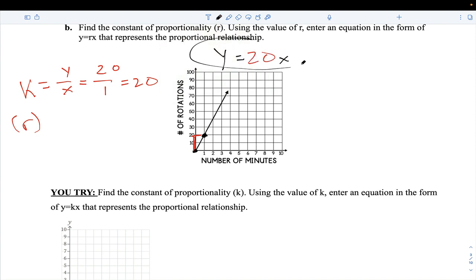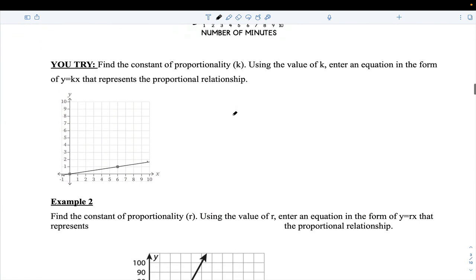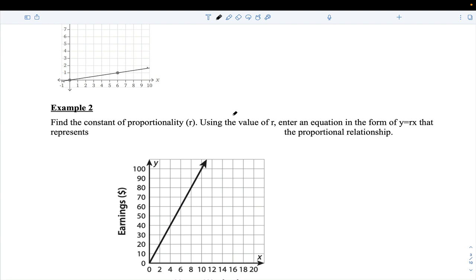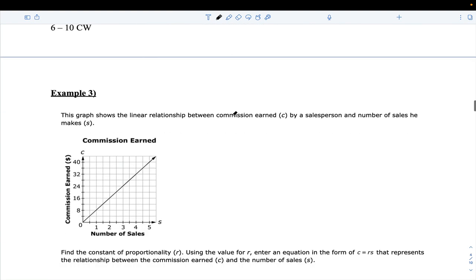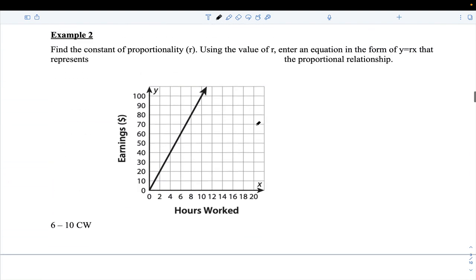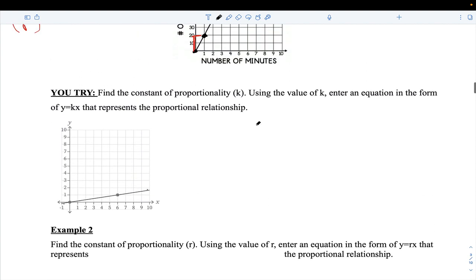That is it. You try this one in the next 30 seconds. Find the constant of proportionality. Go. Then put an equation form. And raise your hand if you have the answer for you, try. Give me the equation, Kim, you got it? Y equals 1/6x.